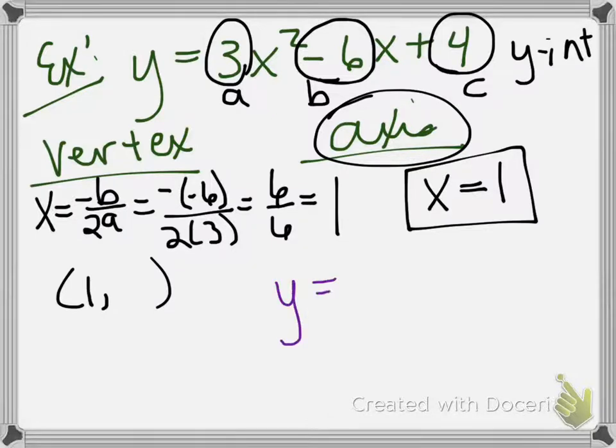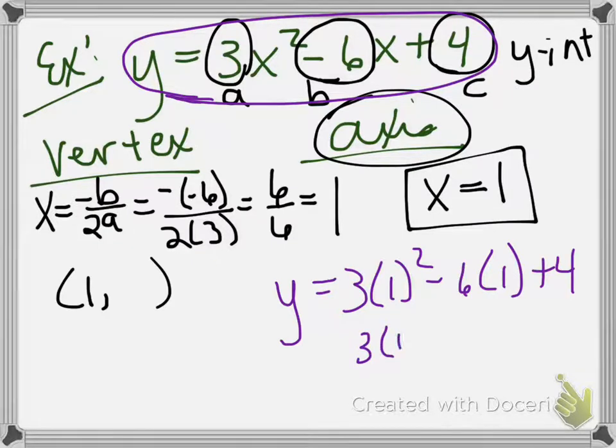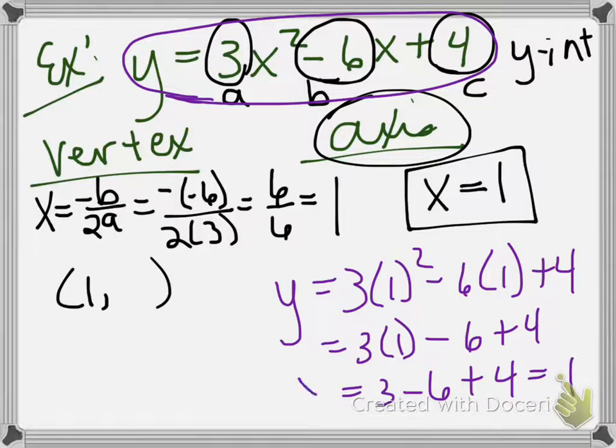Alright, so now I just need to find the y value that goes with my vertex. So y equals 3 times 1 squared minus 6 times 1 plus 4. That's taking this equation up here at the top and plugging in 1 for my x values. So 3 times 1 squared is 3, minus 6 times 1 is 6, plus 4. So 3 minus 6 plus 4. Remember your order of operations when you're doing this. So 3 minus 6 plus 4 actually equals 1.